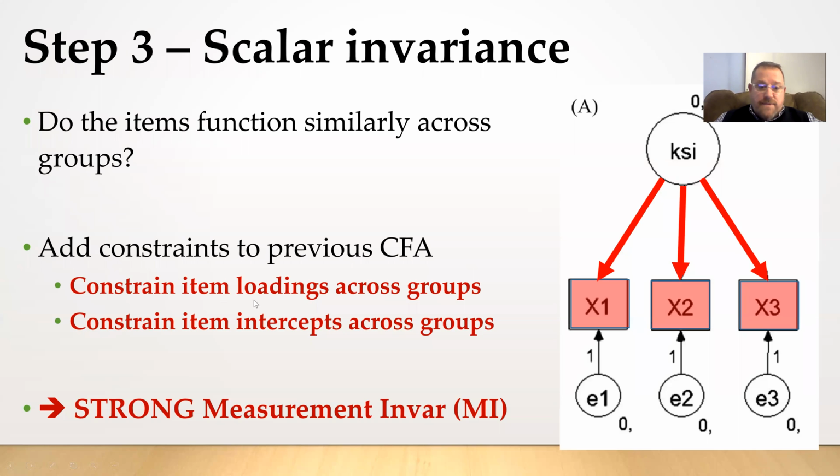So you constrain the item loadings and the item intercepts. This shows strong measurement invariance. If you can demonstrate scalar invariance, then it is fair to ask, do separate groups of people within each of those populations differ from one another on your measure?